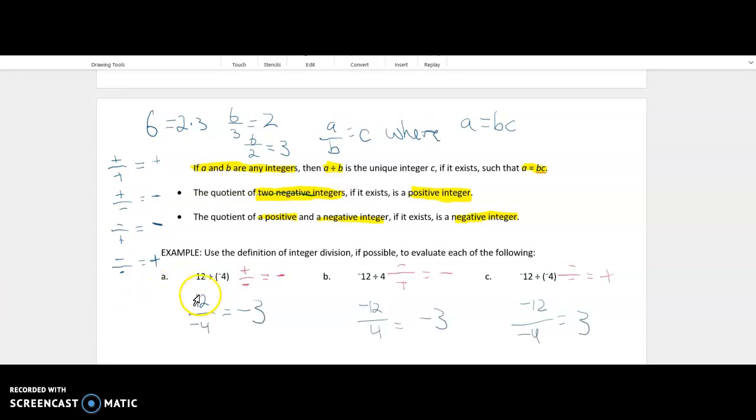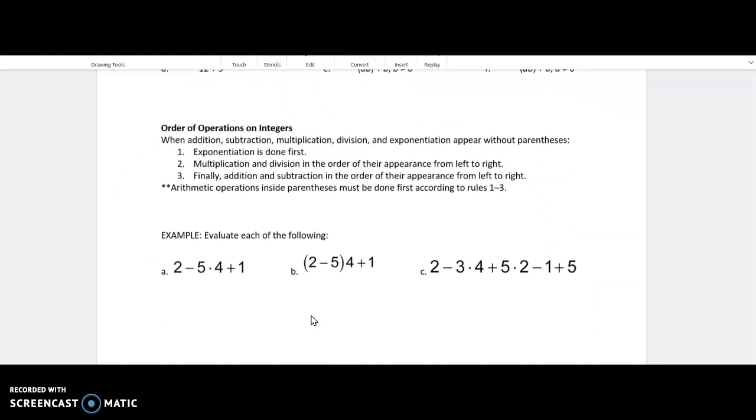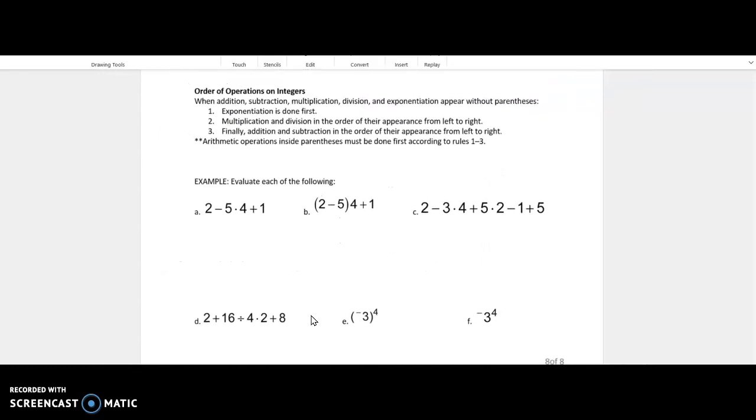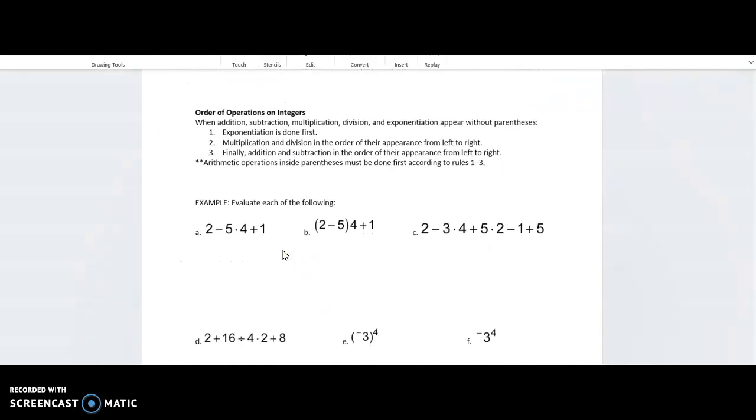You can see our answers. A is negative 3, B is negative 3, and C is positive 3. You'll see written in pink that I wrote whether it was positive divided by negative, negative divided by positive, or negative over negative, so you can see what type of result you would get. If you'd like to look at the order of operations examples here, you can go to part B or part 2 of this video.